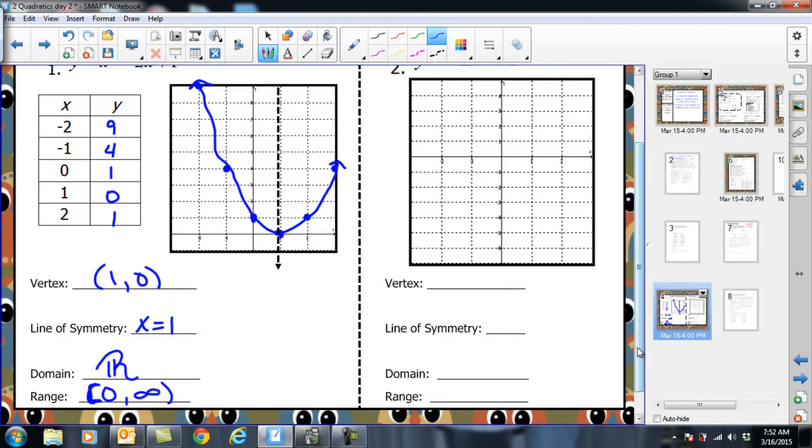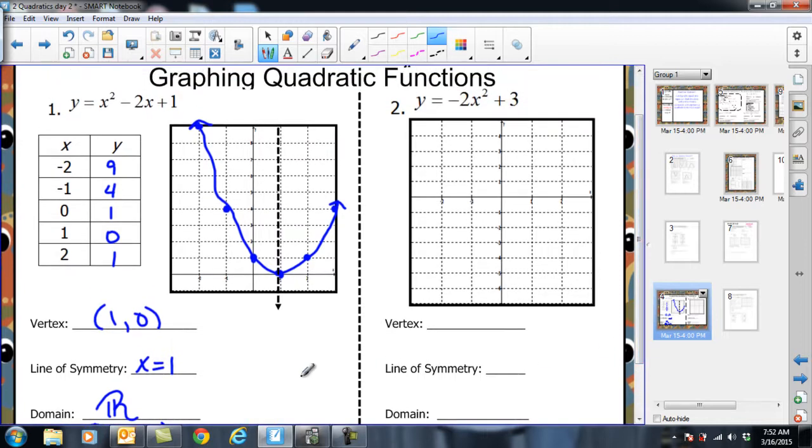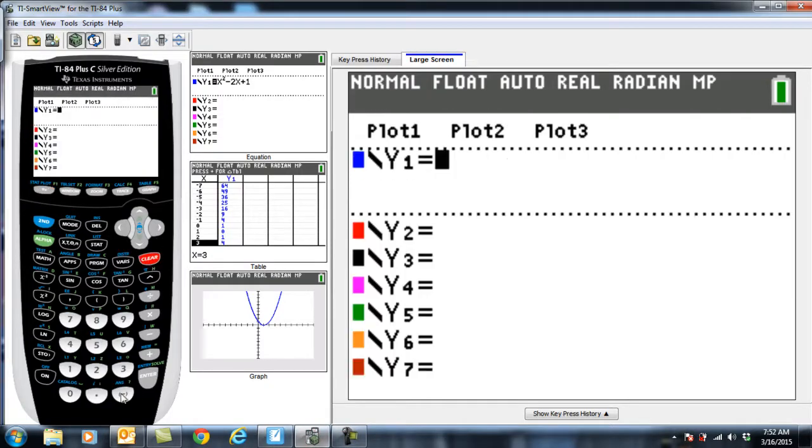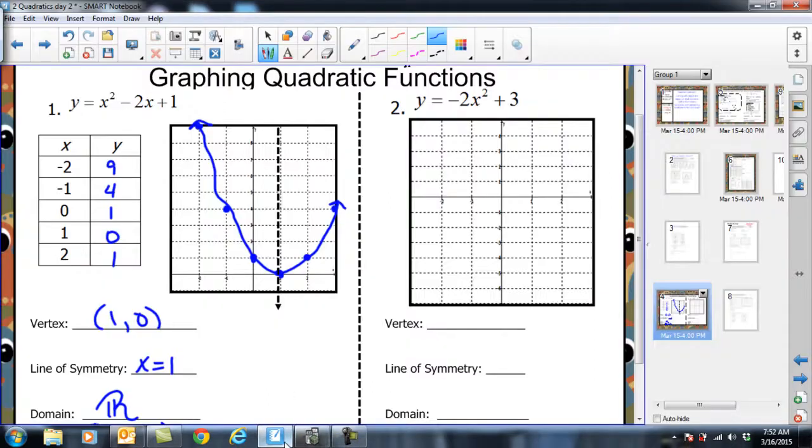So let's do a second one. This time I don't have a table to fill in, but I can still do the same thing. I can go to my calculator, I can plug this in, and then I can just take those values that I see in my table and I can plot them. So we're going to type this in, the -2x squared plus 3. So we're going to go back over here to y equals, and we're going to do -2x squared plus 3.